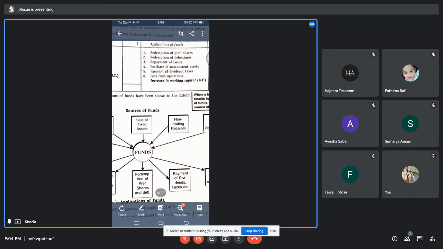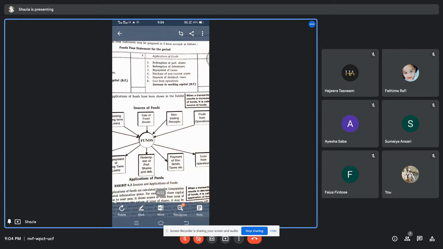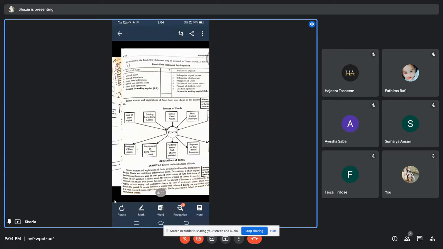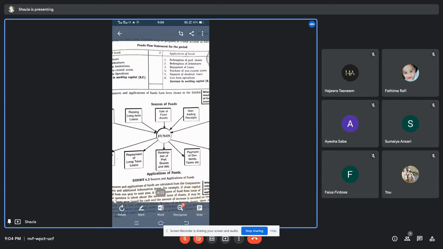Under that, redemption of preference shares, redemption of debentures, repayment of loans, purchase of non-current assets, payment of dividend, taxes, loss from operations, etc. Then here, increase in working capital is the balance figure. Whatever difference comes, if a decrease comes, you'll consider this as decrease in working capital.